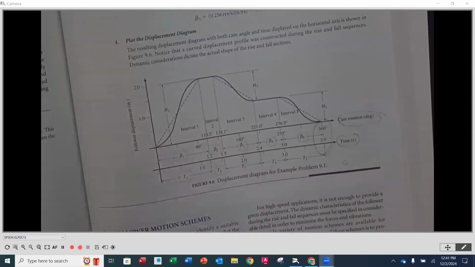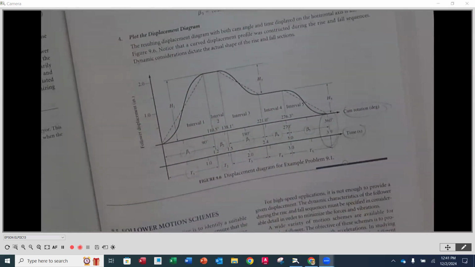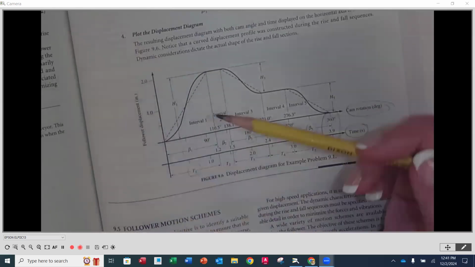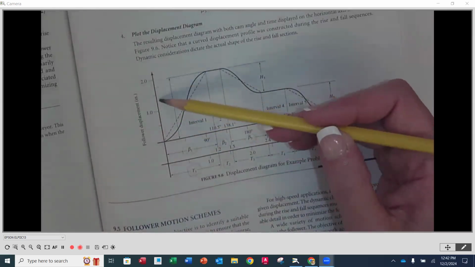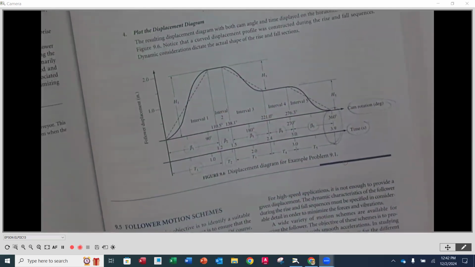So this is going to be a diagram that we are going to be creating. That's the x-axis. The y-axis is going to be the follower displacement. So this is going to be the rise, the dwell, and the fall, if you would. Your maximum number on follower displacement is going to be the maximum displacement that we end up seeing.